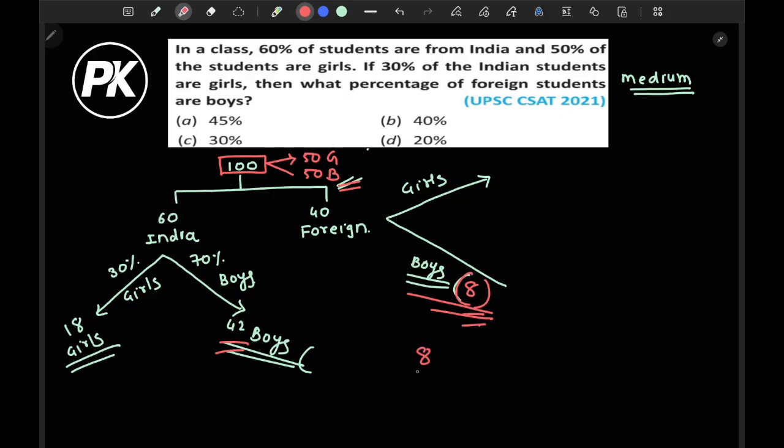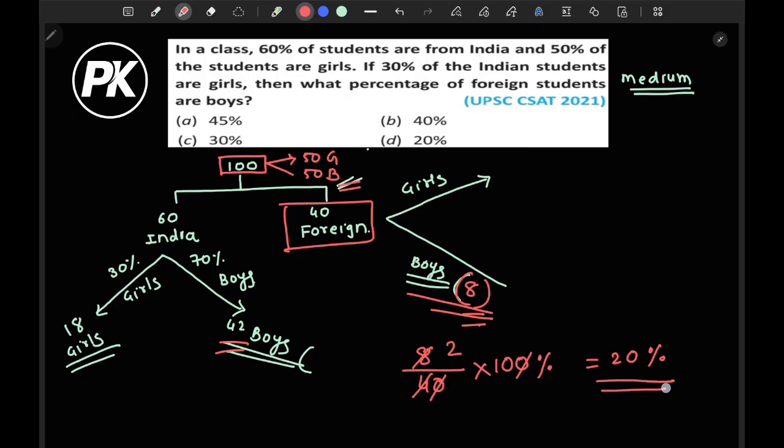Here total 8 boys out of how many foreign students? 40, and we have to calculate the percentage, so just multiply by 100 and this is our answer. Now try to solve this. This 0 got cancelled, this 0 got cancelled, 4 2s are 8, so 2 into 10 equals 20 percent. Which option is correct? Option D is correct, right?